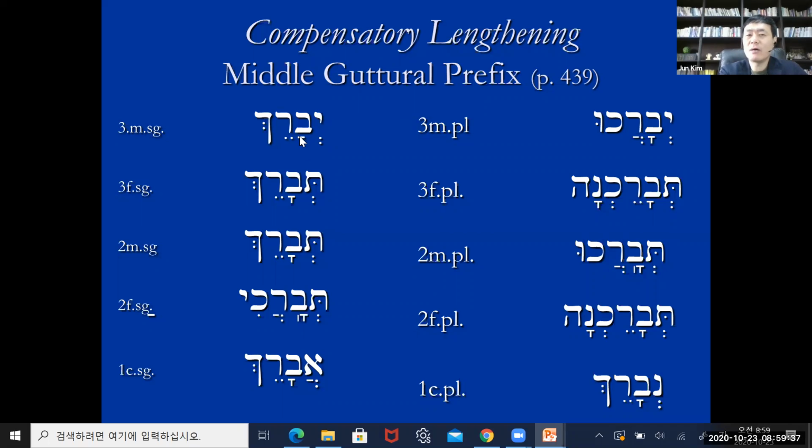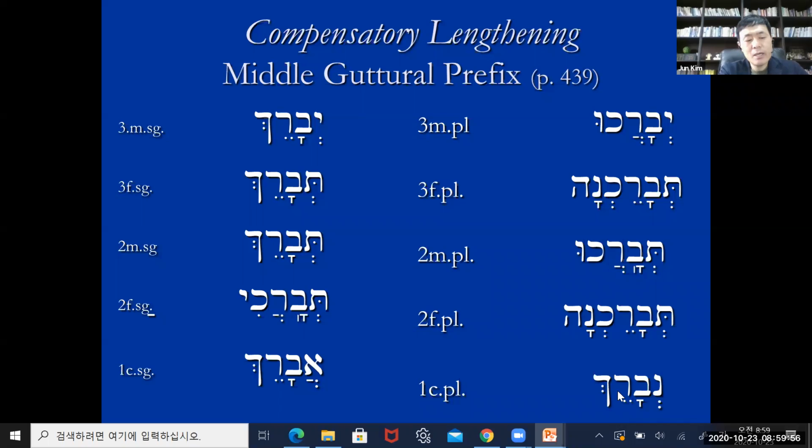Because of the comets under the first root letter, I want to say not first, but the preceding vowel point of the middle root letter is lengthened from pata to kamets. So kamets, kamets, kamets.